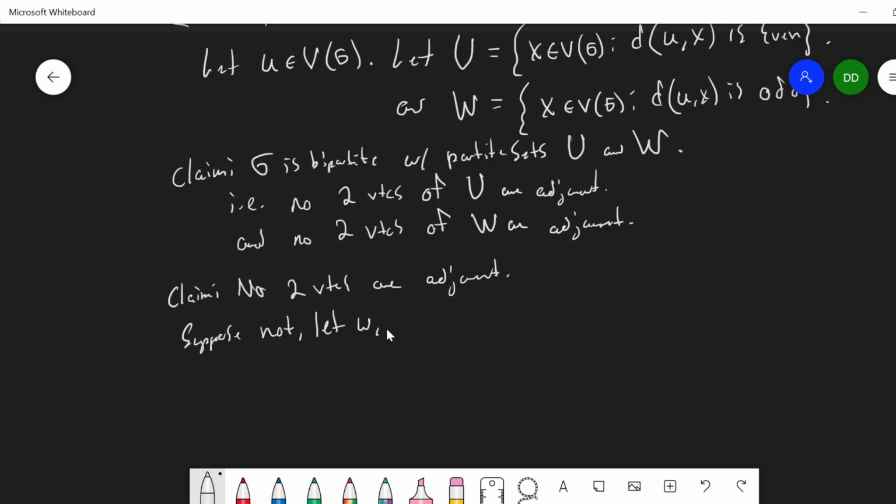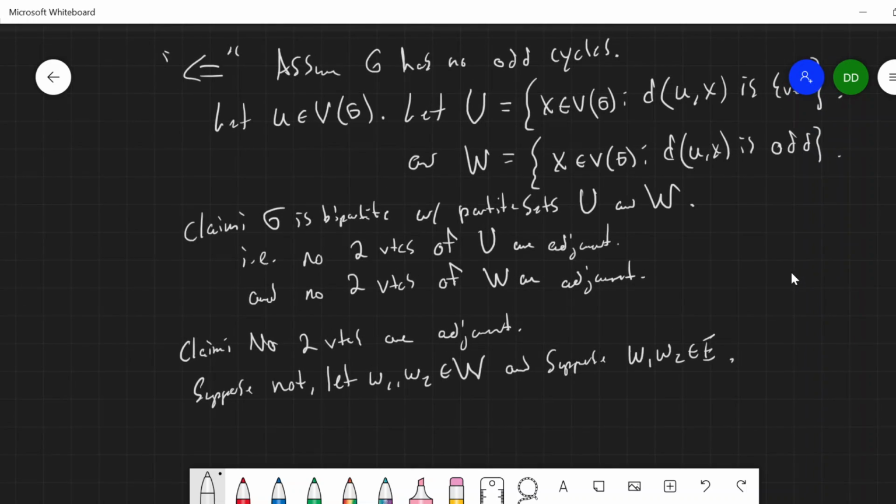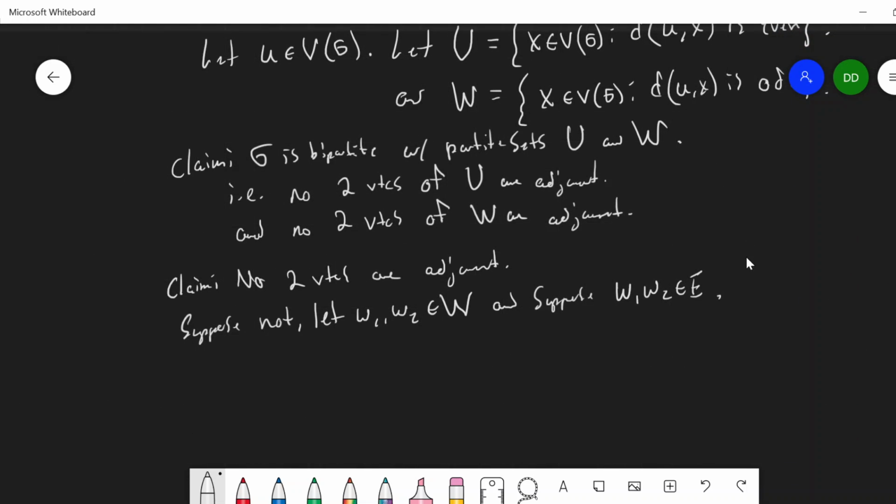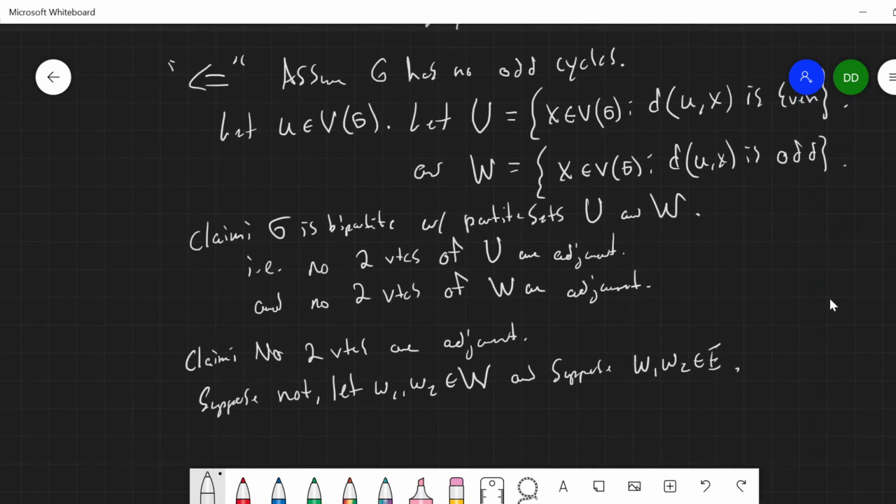Let W1 and W2 be in big W, and suppose that they're adjacent. So suppose that W1W2 is an edge. Right, because my assumption is that G has no odd cycles. So what I'm going to try and manufacture here is an odd cycle. I'm going to use the fact that two vertices of W are adjacent to generate an odd cycle, contradicting our assumption that it has no odd cycles, and that will mean that no two vertices of W are adjacent.